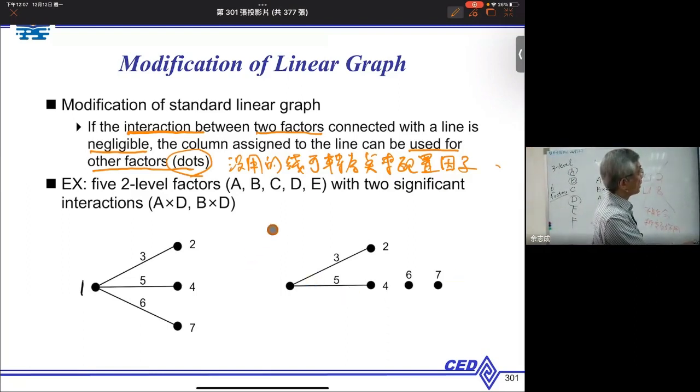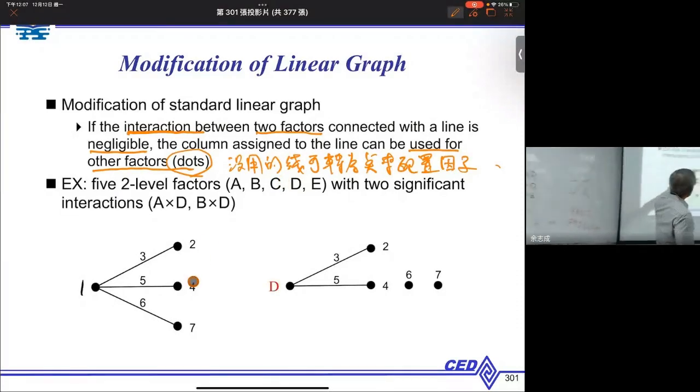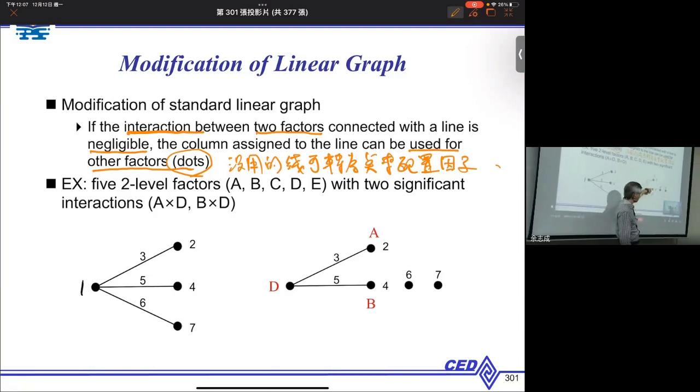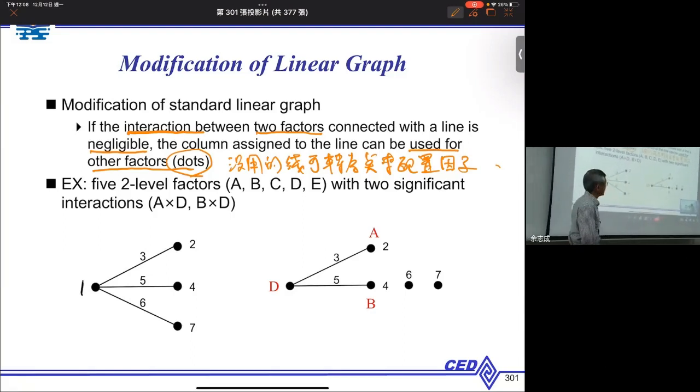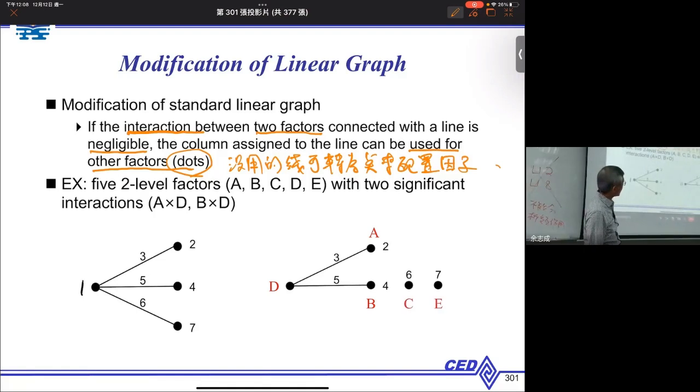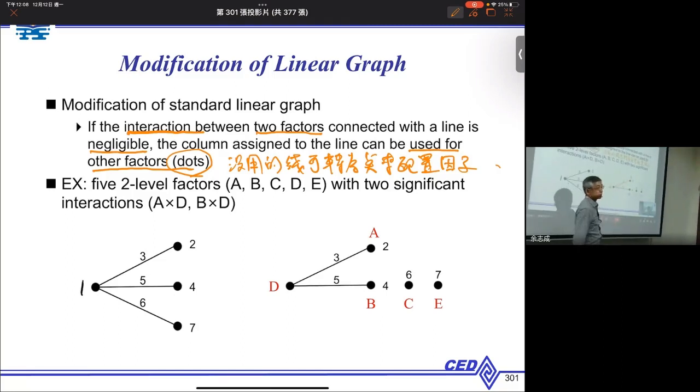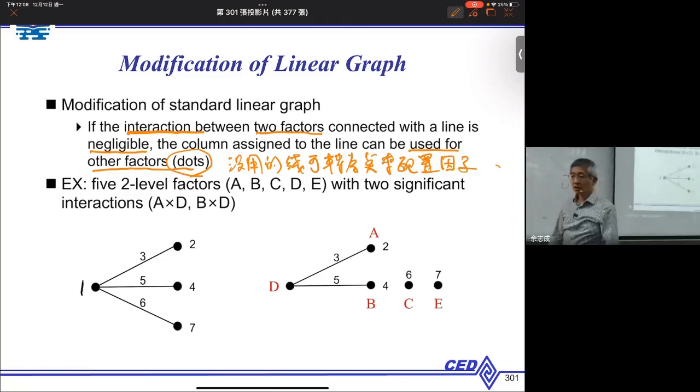You want to assign 5 2-level factors and 2 interactions. This one is good because D happened twice, so we assign D first to a dot with 2 lines, 1 for A, 1 for B. So here, A and B find their place in column 2 and column 4. Next, we still have C to assign. Then we put C in column 6, E in column 7. Voila, we finish our assignment.